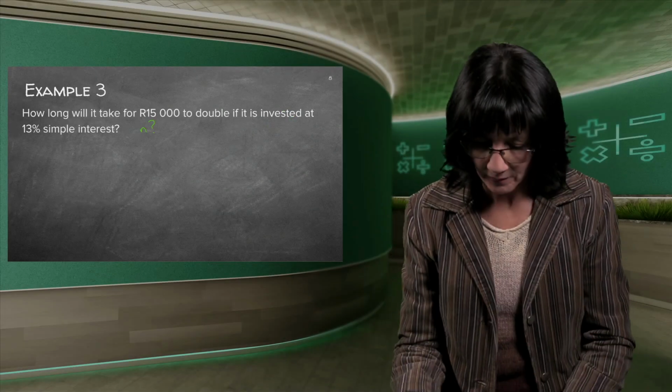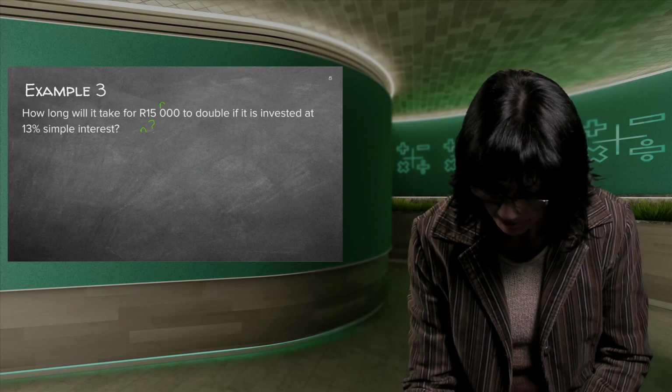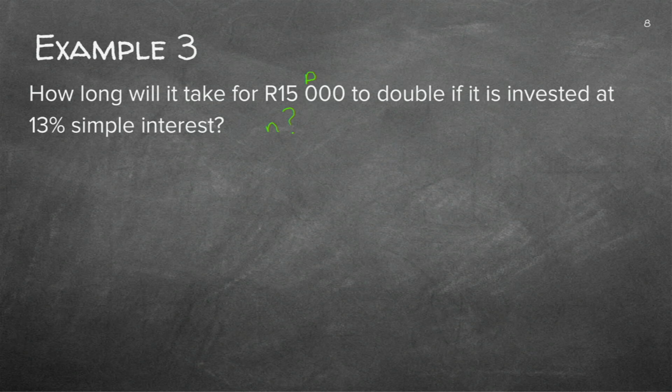So for now, this is my P. It's what I start with, 15,000. It must double in the future. They did not write that down, but what is double of 15,000? So I'm just going to immediately write down the end amount needs to be 30,000 because it must double. If it is invested at 13%, there's my 13%. That's my I.